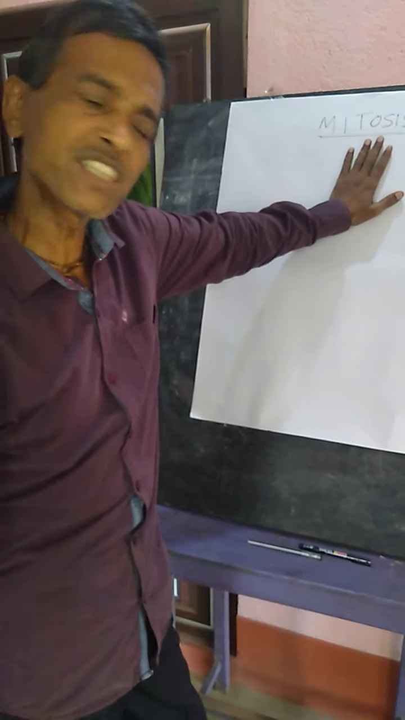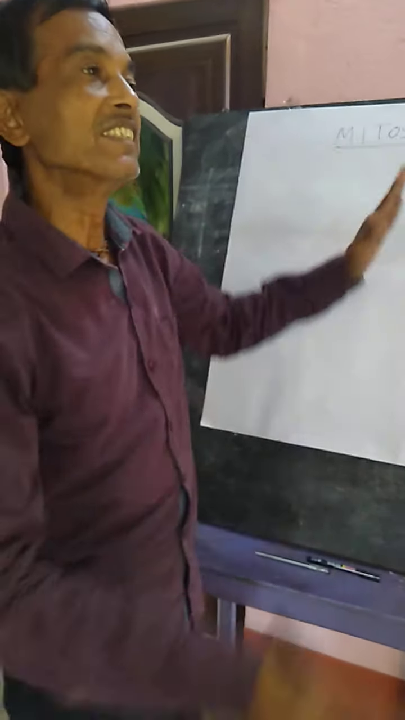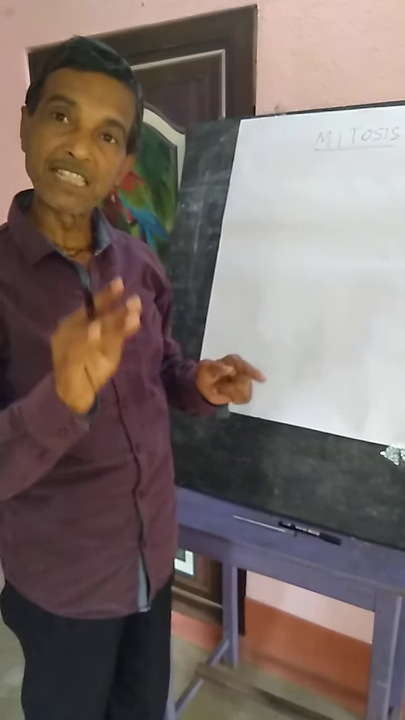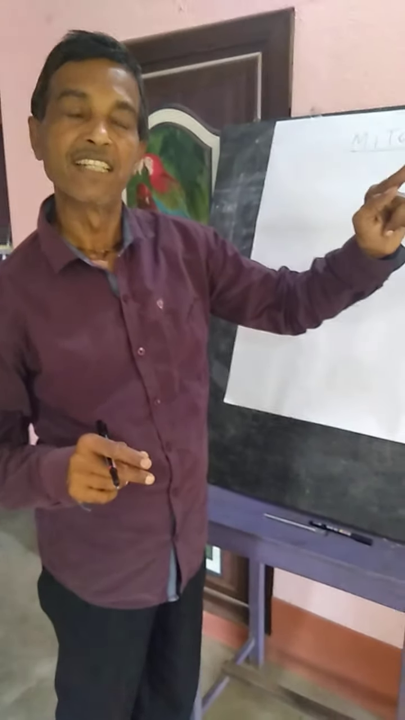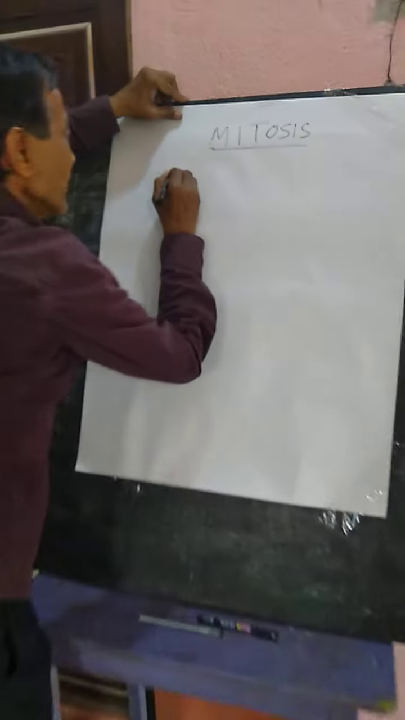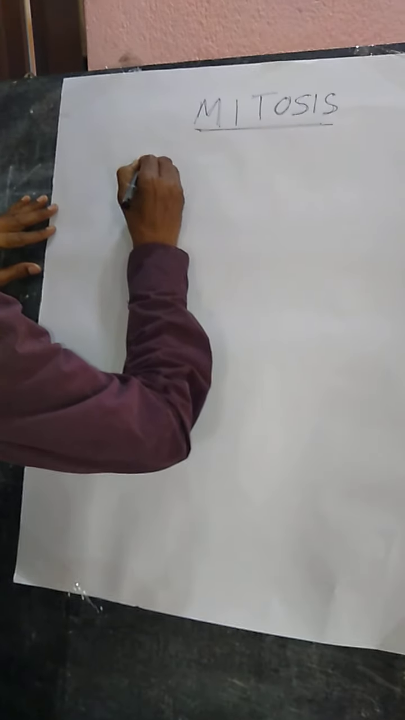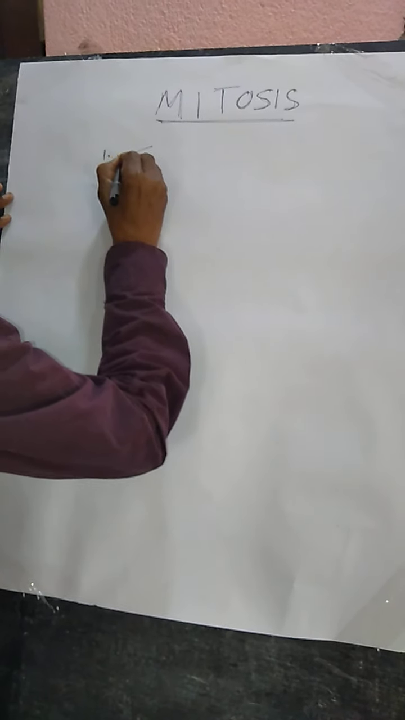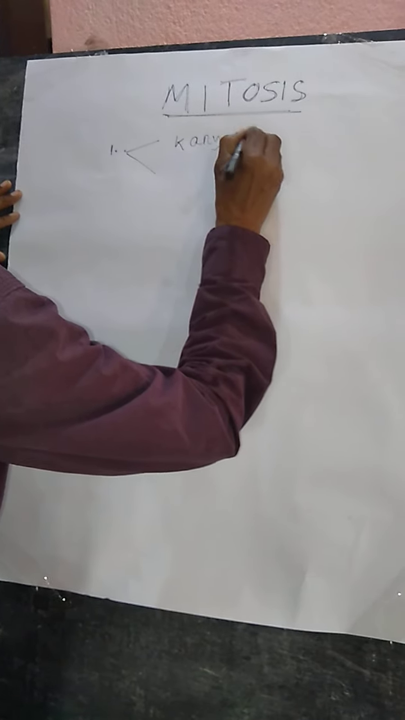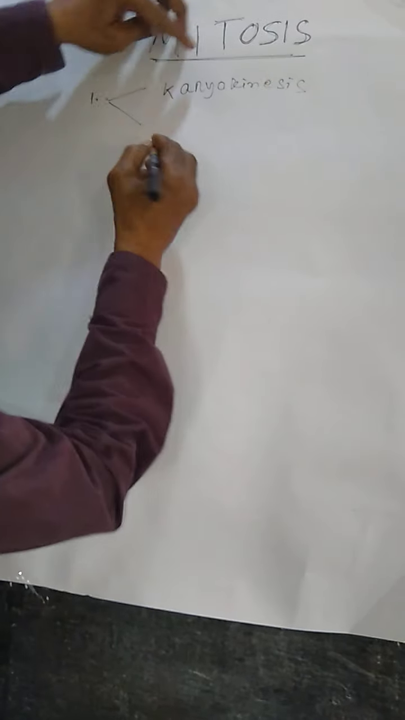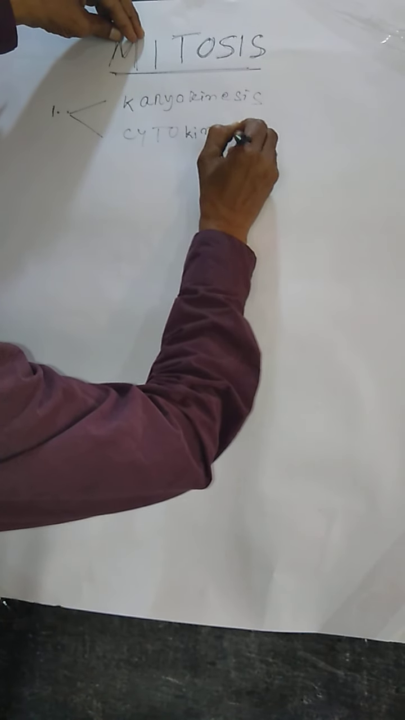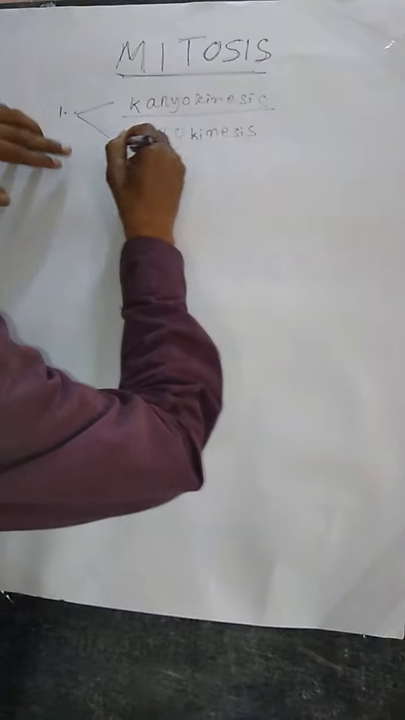So what is mitosis? Mitosis is a complicated process in which one cell divides into two equal cells having the same number of chromosomes as the parent cell. The equal division, mitosis. Mitosis has two subphases. Number one, karyokinesis. Number two, cytokinesis.